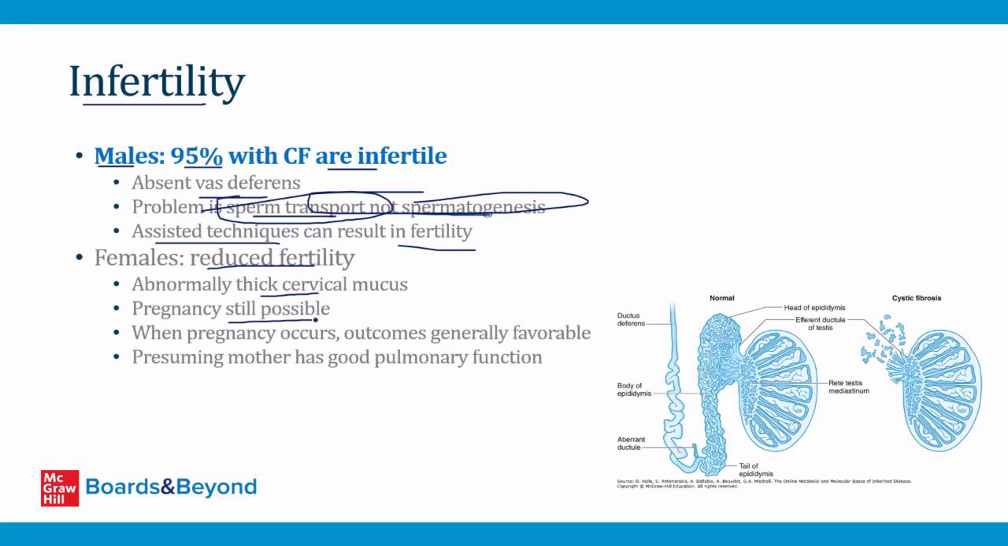Pregnancy is still possible, and when it does occur, the outcomes are generally favorable, provided the mother has good pulmonary function and is otherwise healthy. Basically, the problem here is the cervical mucus thickens, and that prevents sperm from getting into the uterus and the fallopian tubes and fertilizing the egg.